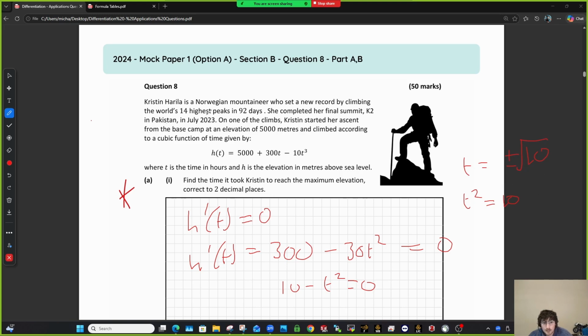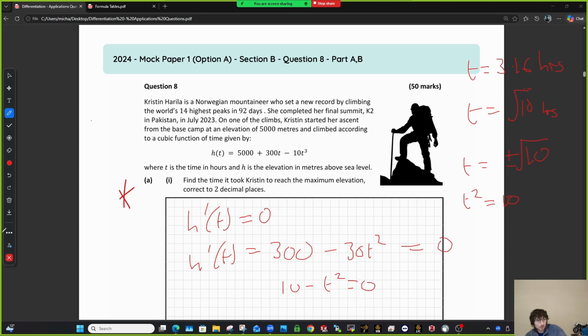So t is technically equal to plus and minus root 10, okay? But I don't think t can be negative. It's a mock paper. It should be a bit clearer that t can't be negative here. So we'll assume the positive answer. So t here is root 10. And t has units, of course. t is in hours. So it took her root 10 hours to climb here. And root 10 as a number, it's a little bit bigger than root 9, so it'll be a little bit bigger than 3. And so t here was 3.16 hours.